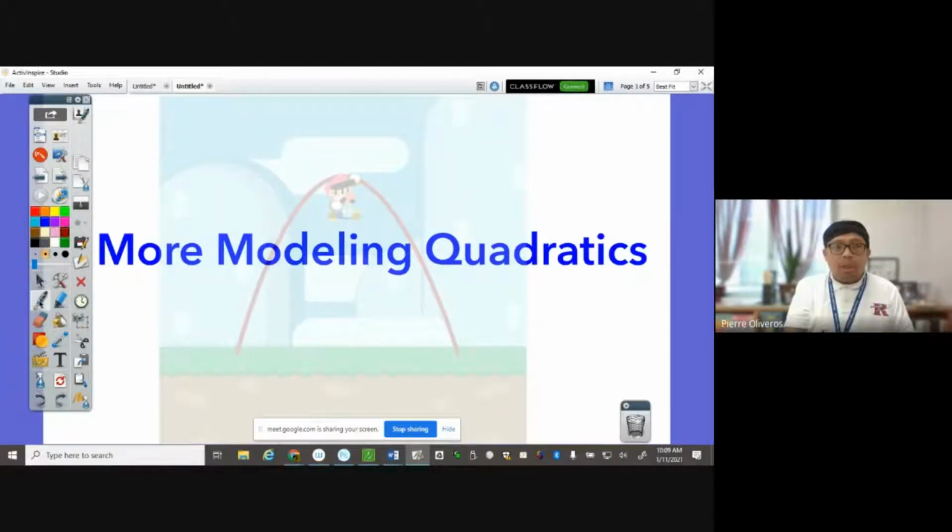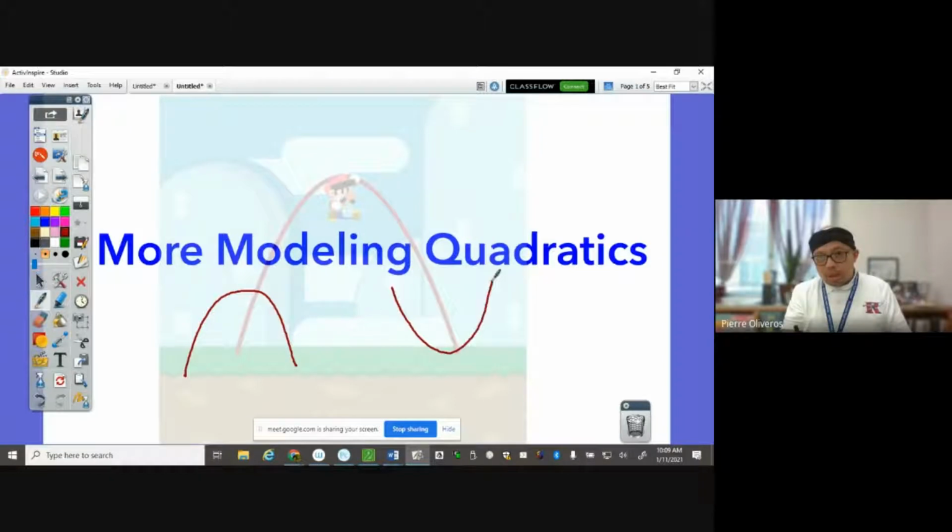Today we're going to learn more about quadratics, modeling quadratics, applying them in real-life applications. At this point, we know that the graph of a quadratic is called a parabola. One opens downward, one opens upward.